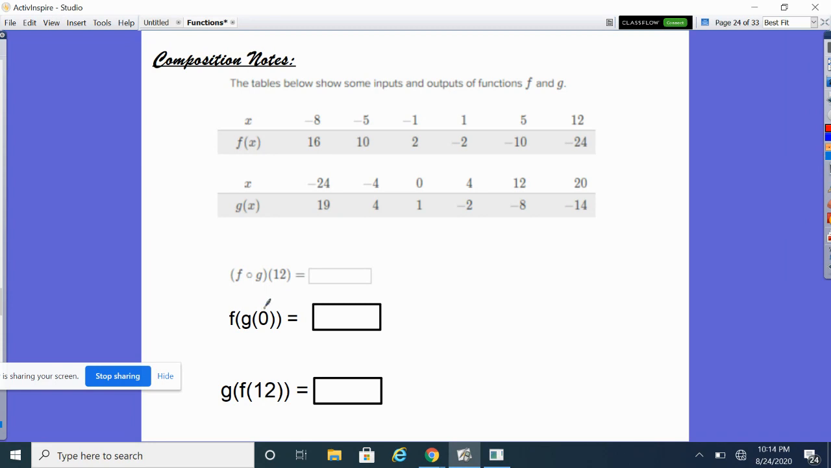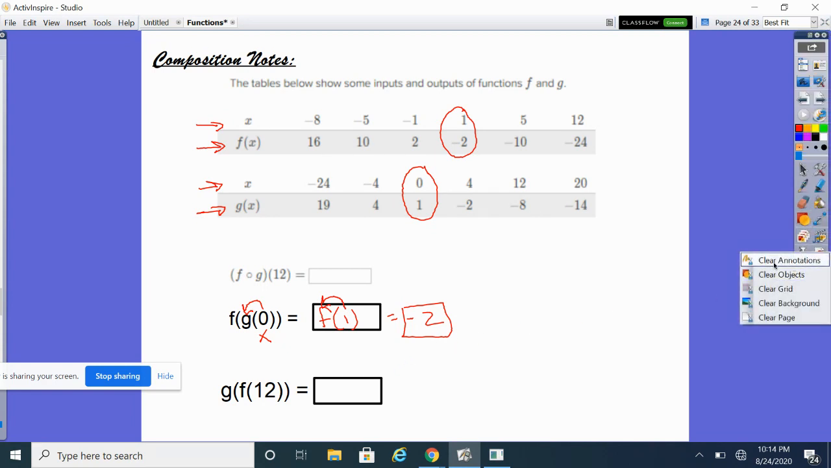Let's do it again. So this is my x value, and I need to go to the g table. Here's the g table. But where does x equal 0? It equals it right here. Paired up with it is 1. So now this turned into f of 1. Well, let's go find 1 on the f table. Here's the f table. X is equal to positive 1 right there. It's paired up with -2. That's my answer.